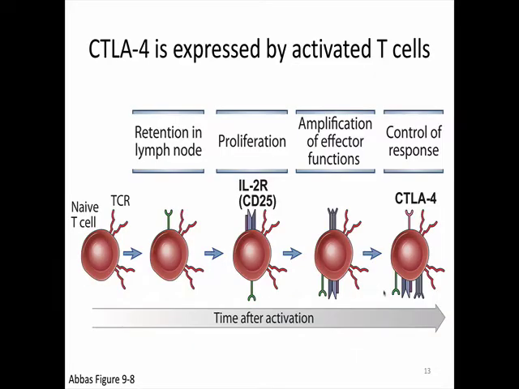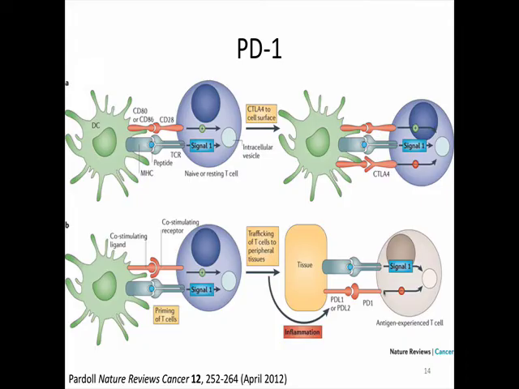And you can see this process happening here as well. Our naive T cell, shortly after activation, will start making CTLA4 in order to make sure that it is a controllable T cell, that its response can be controlled. There is another protein that is similar to CTLA4, known as PD-1.